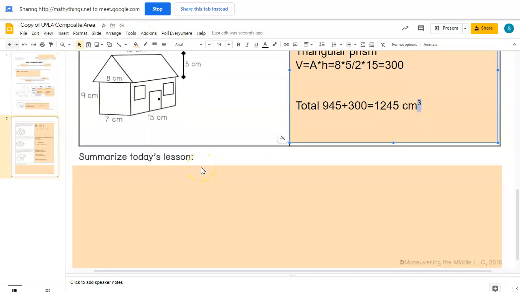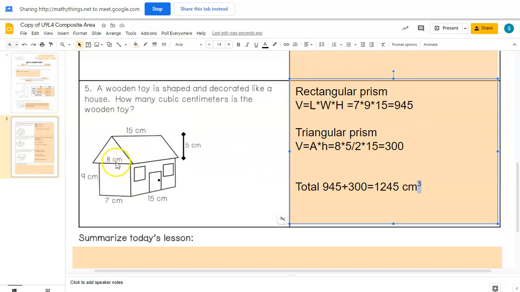Summarize what you've done today. It should make sense, hopefully, that you can make complicated shapes by breaking them into simple shapes, and that should make it easier to do.